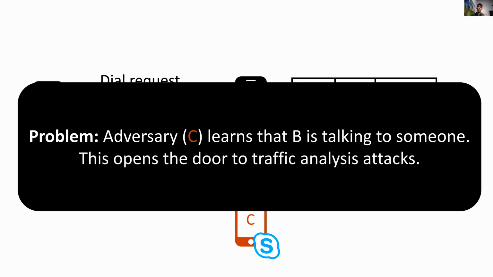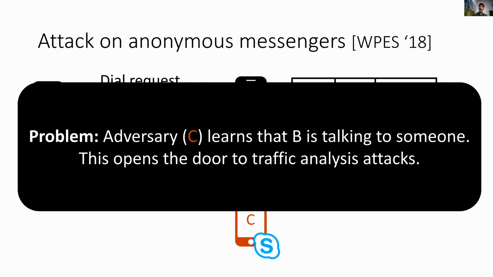While this might not be a big deal for Skype because this was never part of Skype's threat model, this is actually a big problem in anonymous messaging systems because this attack enables other attacks called traffic analysis attacks, such as intersection and statistical disclosure attacks, which anonymous communication systems were meant to prevent in the first place. In fact, to my knowledge, every metadata private messaging system that has been proposed in the literature is vulnerable to this type of allocation-based side channel.